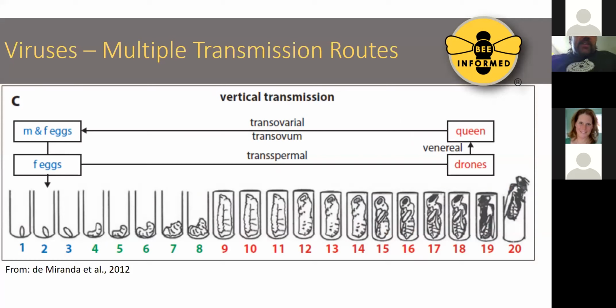On this slide, you could see multiple transmission routes, and you'll see from the egg to the queen or to the drone, those are vertically transmitted viruses. That's one way that the viruses can be transmitted, from the queen and not necessarily from varroa.